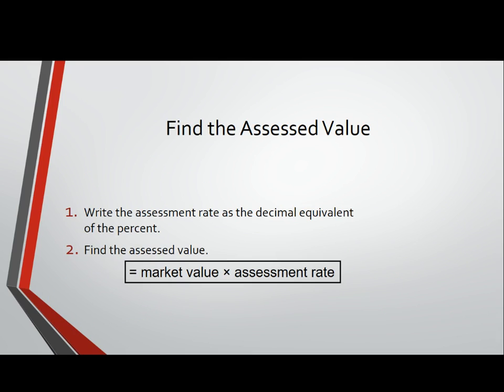So to find the assessed value for tax purposes, as always, if the rate is written as a percent, you're going to convert it to a decimal. And then you're just going to take the assessment rate, once you've converted it to a decimal, and multiply it by the market value. And that will give you the assessed value.